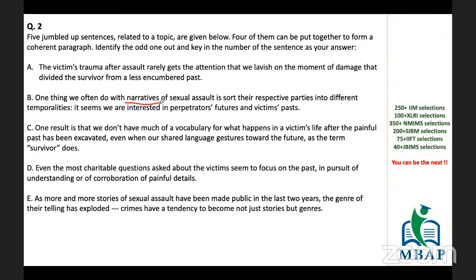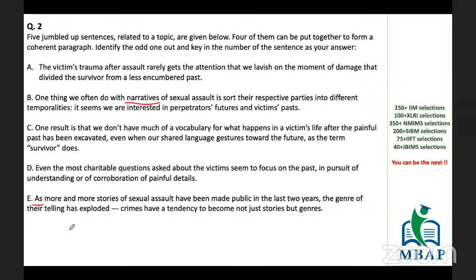As more and more stories of sexual assault have been made public in the last 2 years, the genre of their telling has exploded. Crimes have a tendency to become not just stories but genre. Okay, so if I read the passage, what I can see is that every single sentence is basically talking about how we see a particular event, an unfortunate event, whenever there is a victim and a culprit. So basically, E becomes the introductory sentence because it is introducing what we are expecting from the passage. E is more about what our passage is going to talk about. So E becomes our introductory.